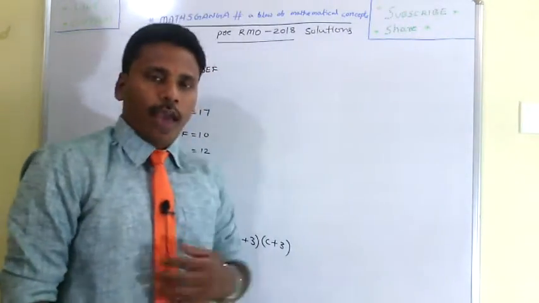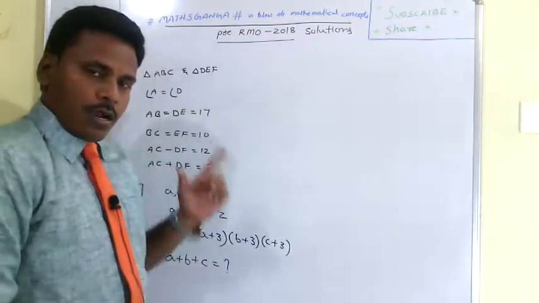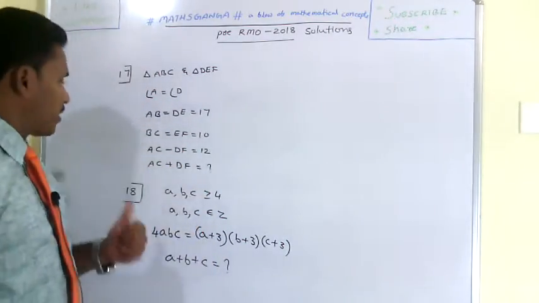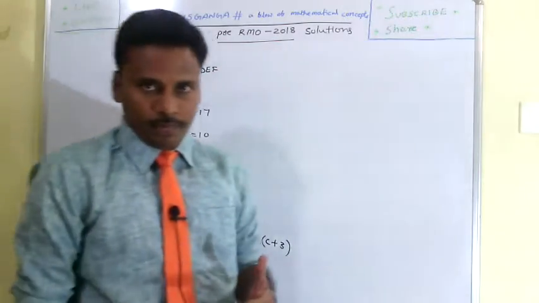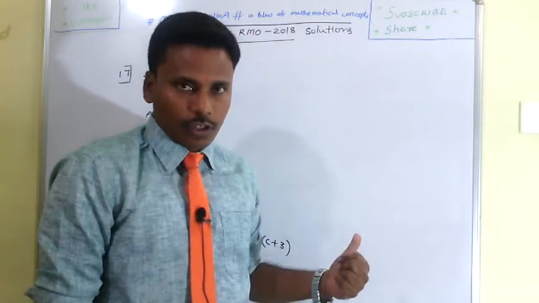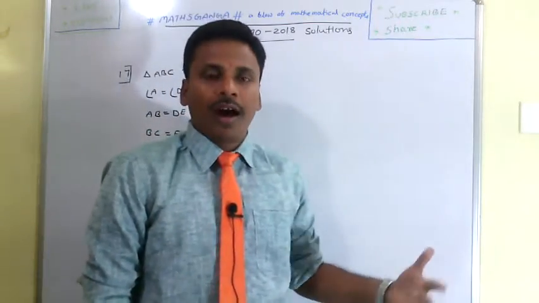In this video I am going to discuss the questions of RMO 2018, and the question numbers are 17, 18, 19 and 20. In the previous videos I already discussed the first 16 questions, and in the coming videos I am going to discuss the remaining questions.